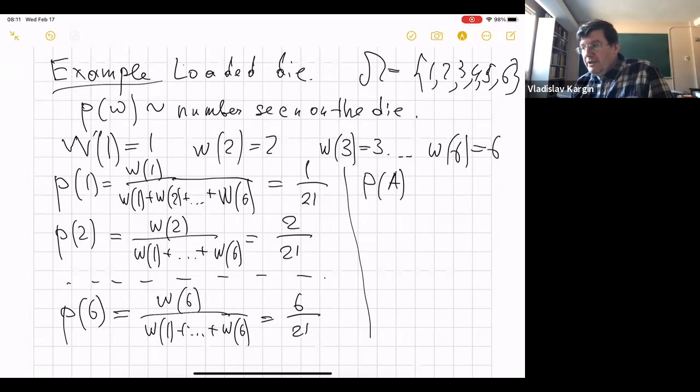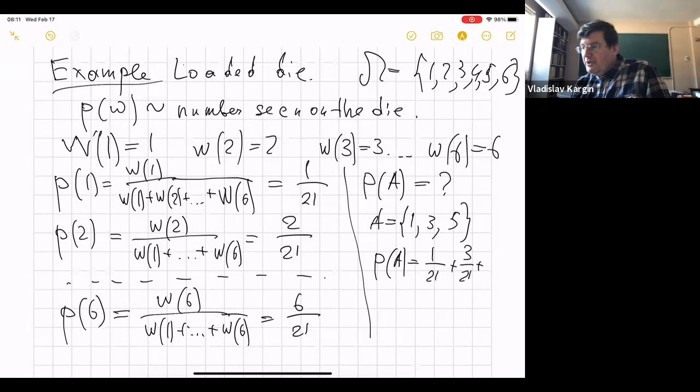Event A was that the outcome is 1, 3, or 5. So the probability of A is equal to the sum of the probability of 1, the probability of 3, and the probability of 5. So it's 1 divided by 21 plus 3 divided by 21 plus 5 divided by 21.